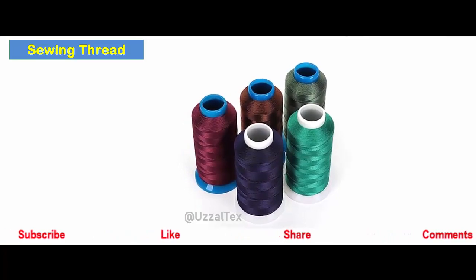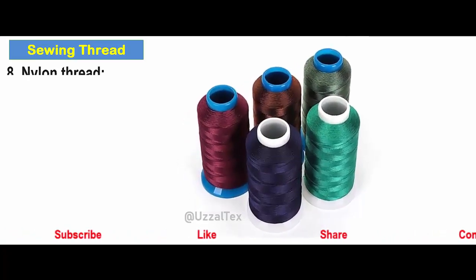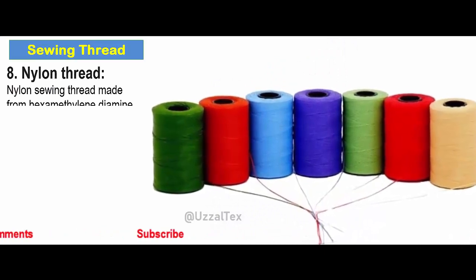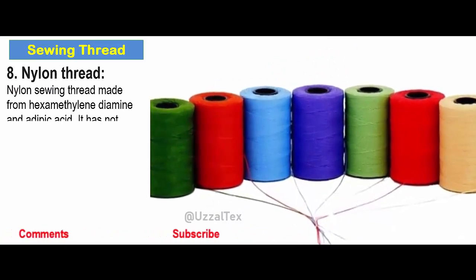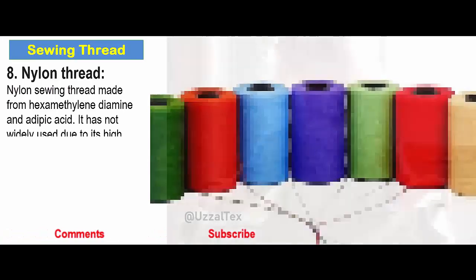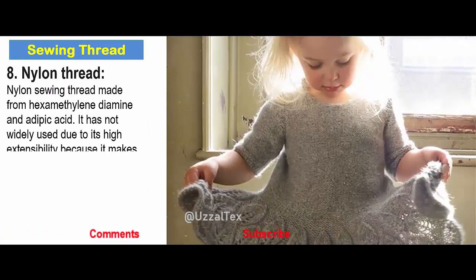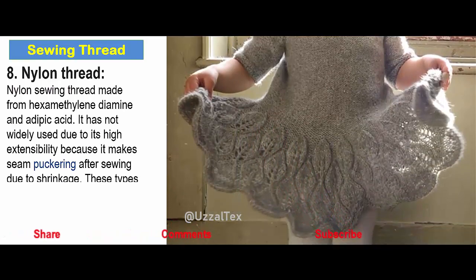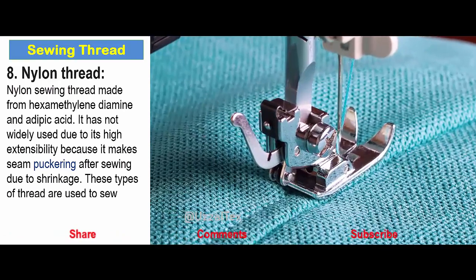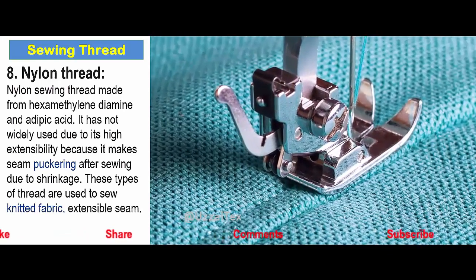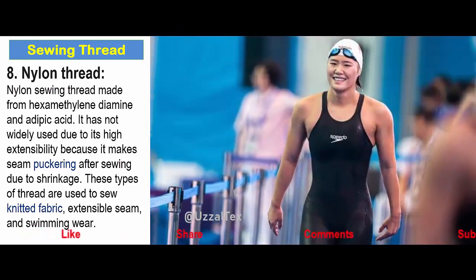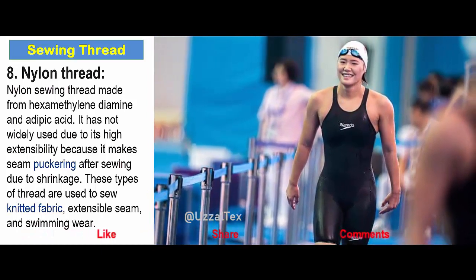Nylon thread. Nylon sewing thread is made from hexamethylene diamine and adipic acid. It is not widely used due to its high extensibility, because it causes seam puckering after sewing due to shrinkage. These types of sewing thread are used for knitted fabric, extensible seams, and swimwear.